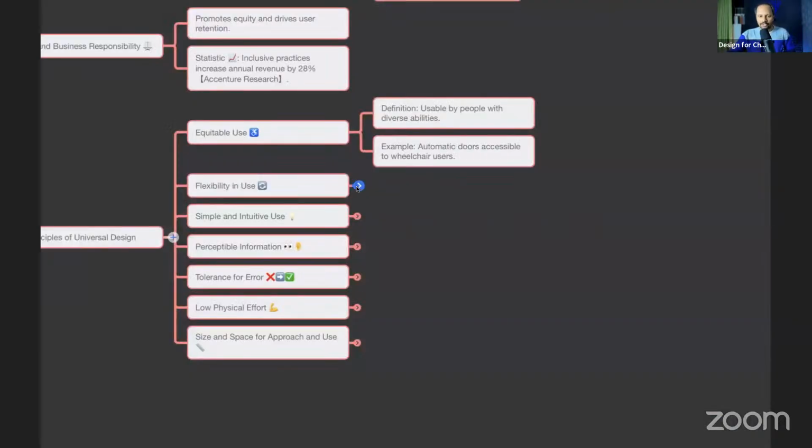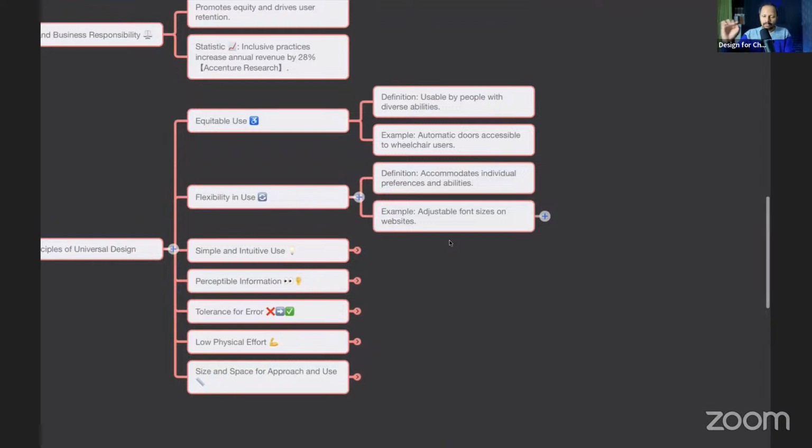Okay, let's come back to the class. Fine. So I gave you a little example of what this particular universality is about. Equitable use, I talked about first. Second, flexibility. The definition says it accommodates individual preferences and abilities. For example, adjusting font size for websites, so you can use whatever size you want. In fact, this is one heuristic law also. When you're using a Microsoft Word document, imagine if you don't have Control Z or Control Y, what happens to your life? Your life will become miserable if that one option is taken away. That is called freedom, flexibility.